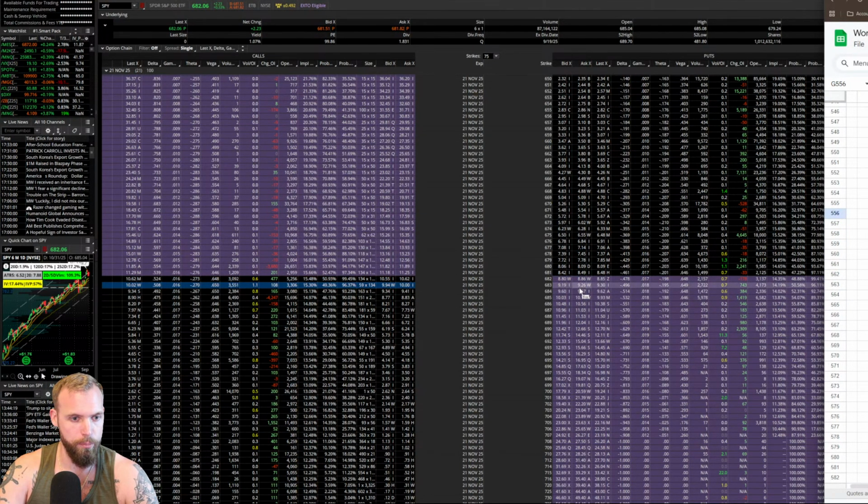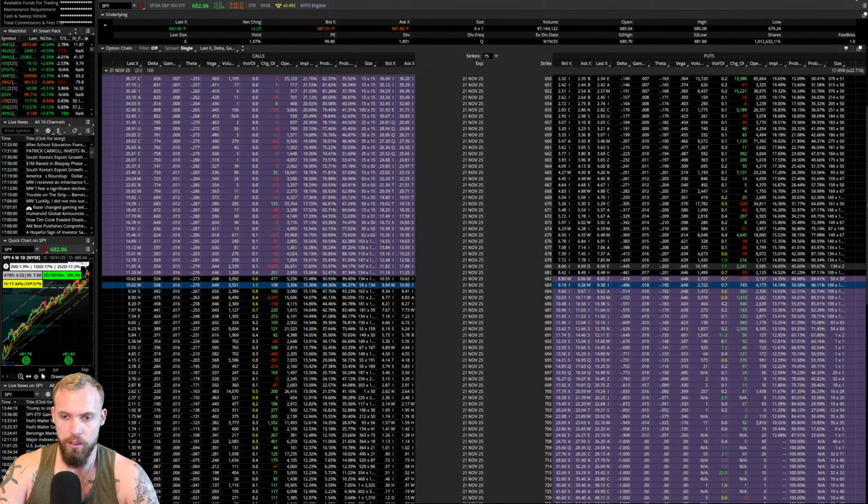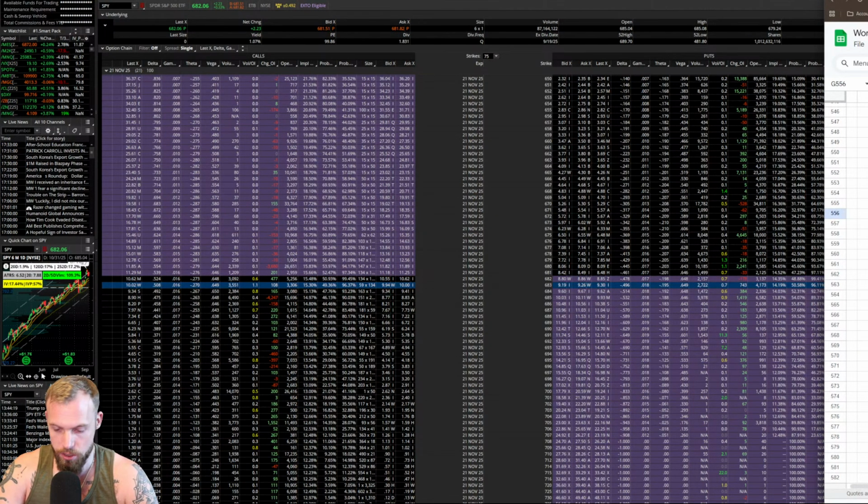Now let's take a look at the put side on this 683. Our delta is going to be a negative 0.5. Our gamma is going to be negative 0.018. Our theta now is going to be positive 0.195. And then Vega is going to be negative 0.65.